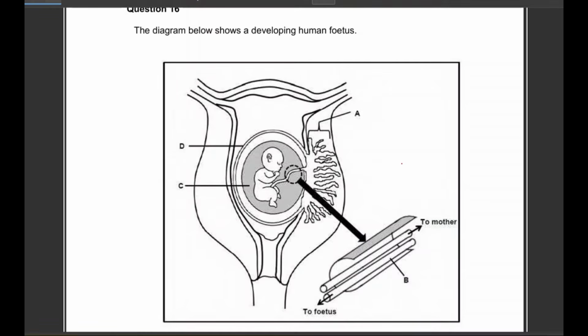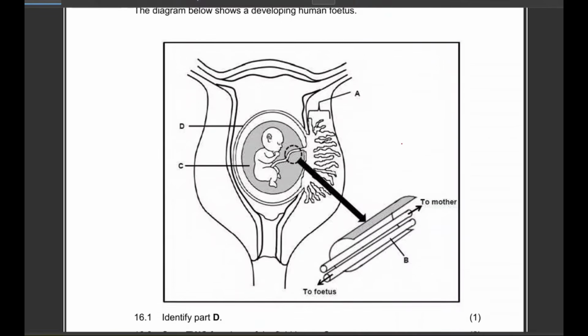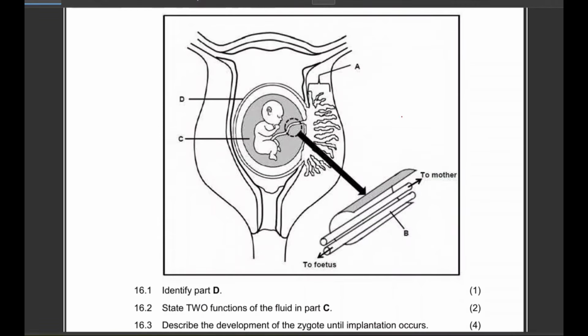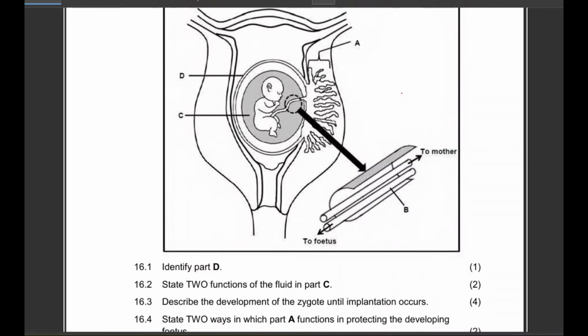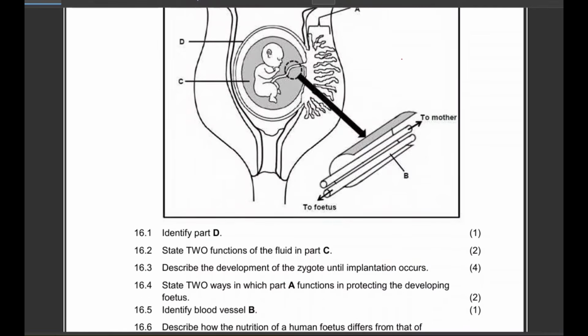In today's video, guys, I want us to answer this question from a previous question paper. This is a human reproduction question. So we're given a diagram that is showing us a fetus that is developing here. So this is basically showing us the membranes, the placenta, the umbilical cord together with the umbilical vessels, which is umbilical artery and umbilical vein.